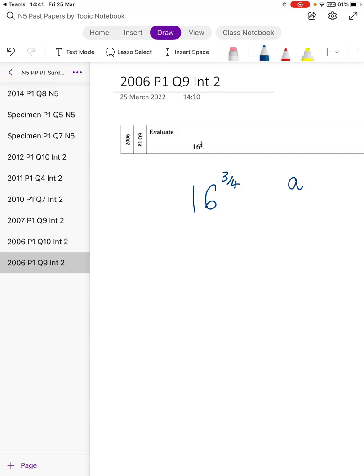Index. Sorry, I've written that the wrong way. Just start again. Why is that not rubbing out? There we go.